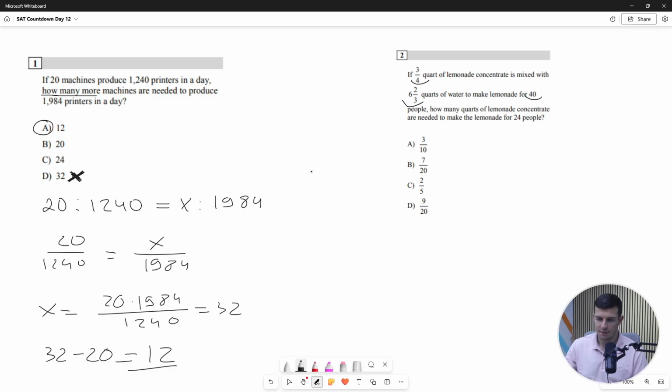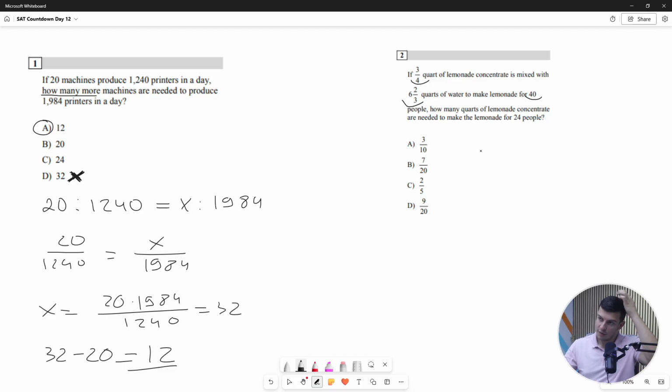Interesting, yes? How much lemonade concentrate we need? So 3/4 for this much water gives us 40, but we need 24 people, not 40 people. So probably our answer is going to be less than 3/4, right? But how less? Let's see. Let's see what type of a relationship we can build here.